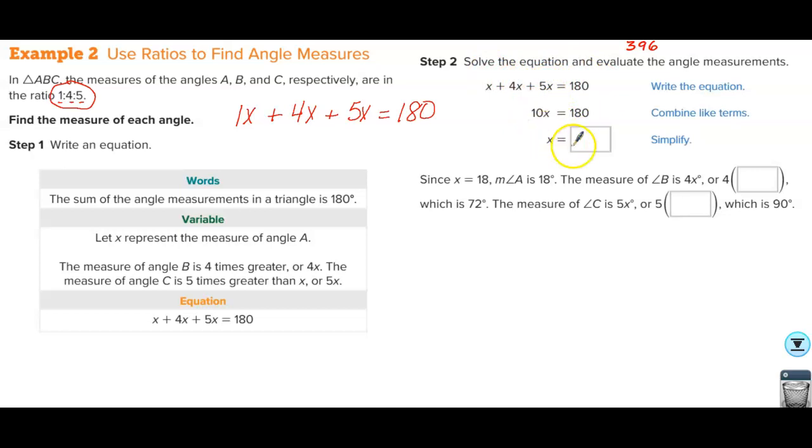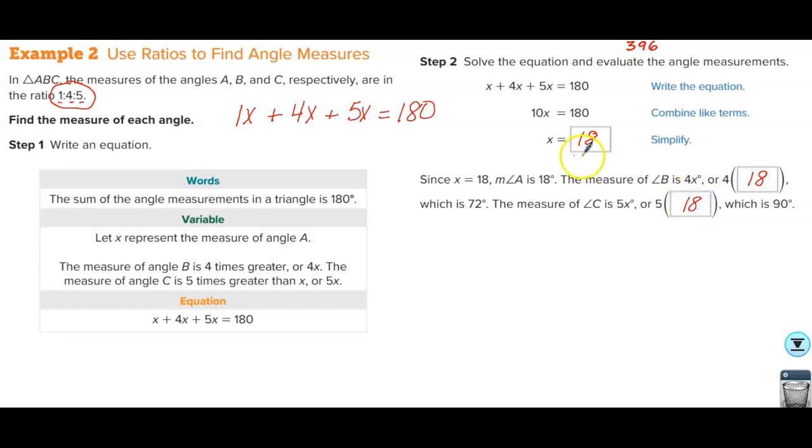And then you would divide both sides by 10, and you arrive at the solution that x is equal to 18. But they want the measures of the angles. They don't care what x is equal to. All right? Well, one of the angles is going to be 18. But what about this guy? He's 4 times 18. So you would have to multiply 4 times 18 for him, and this guy is going to be 5 times 18.